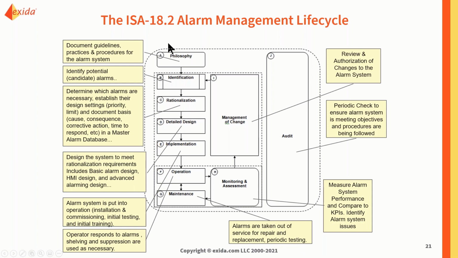You start by setting up a scope and philosophies, how you're going to handle the alarm system, and then you identify all the alarms within the system. Then you go into something very important called rationalization. During the rationalization activity, we look at all the settings, the alarm limit, what the actions of the operators are if they see this alarm, what the consequences are if he or she doesn't do anything, what the causes are for this particular alarm, and very importantly, the priority for this alarm.